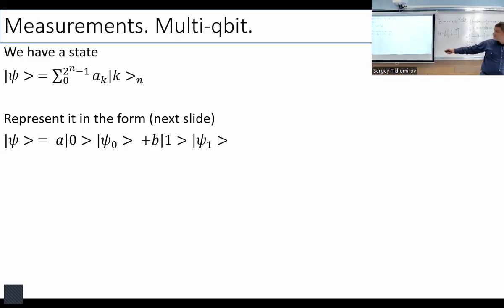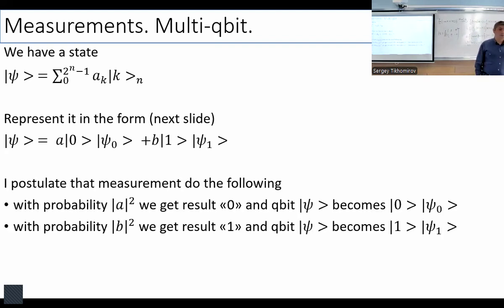So this is A0 times some state, here it should be index n minus 1, so that's n minus 1 qubits, plus B1 times also some state of n minus 1 qubits. Assume that we can represent it in such a form. The hint: it is always possible. But let us consider such a representation. Then I postulate what is the output.